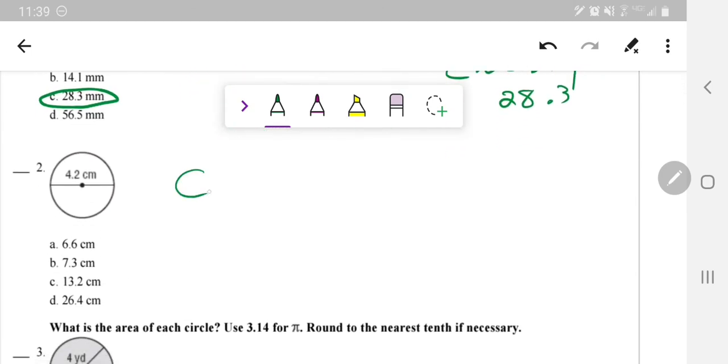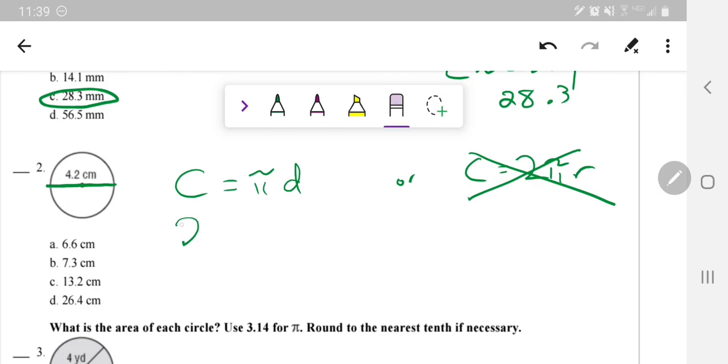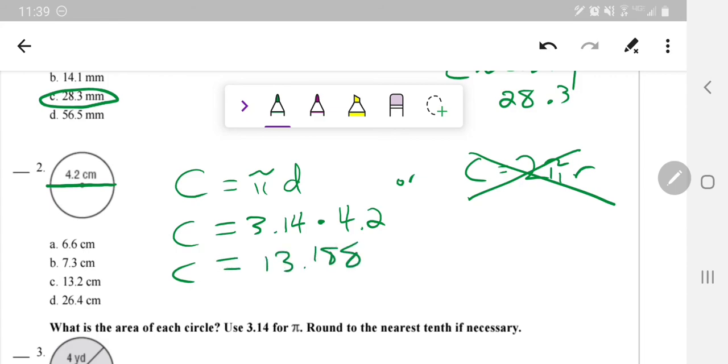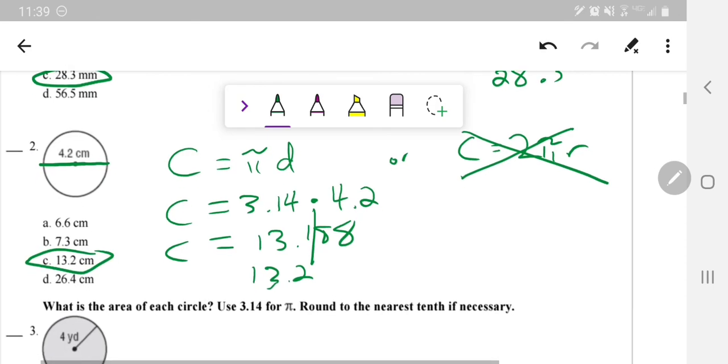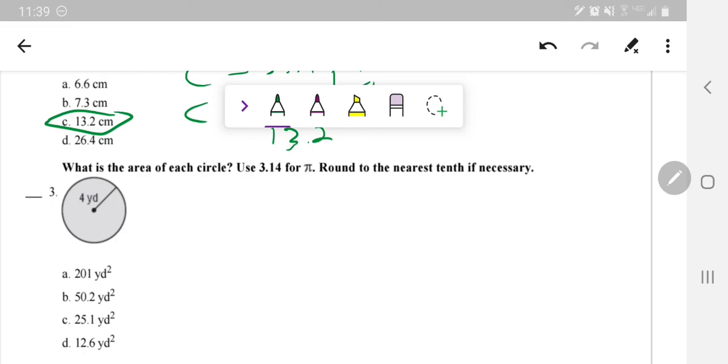Find the circumference, so circumference equals pi times d, or circumference equals 2 pi r. Well, it looks like we have all the way across, so let's not use the radius formula, let's use the circumference formula. We're going to use the approximation 3.14, and that's going to be 4.2, so circumference equals, and that comes to 13.188. But it says round to the nearest tenth, so 13.2, and that's going to be regular old centimeters because it's a circumference, which is a length, which is a one-dimensional measurement.